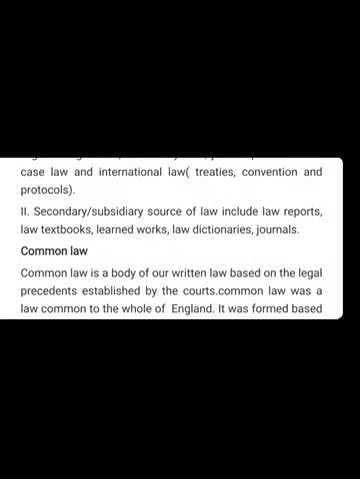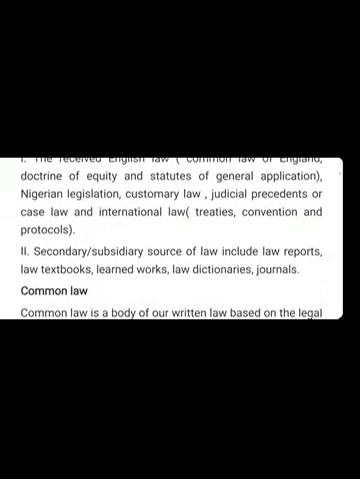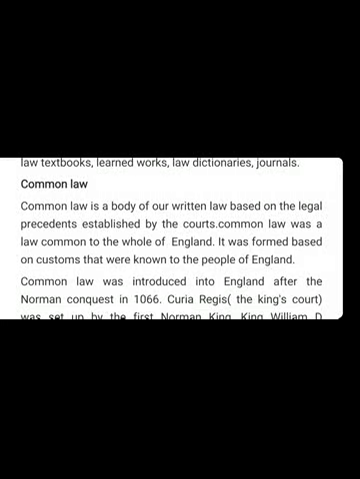Now let's go back. As I told you before, we'll go back to what law is, the sources of law, and we'll go back to the English received law. And the first one there was what? Common law of England. Now let's go to that common law. I know about the common law.